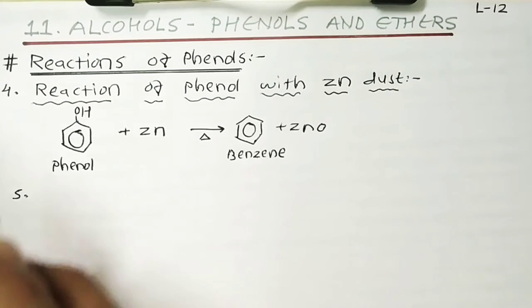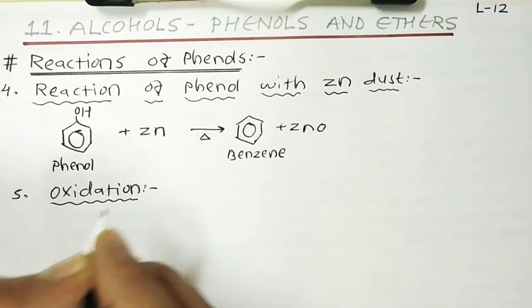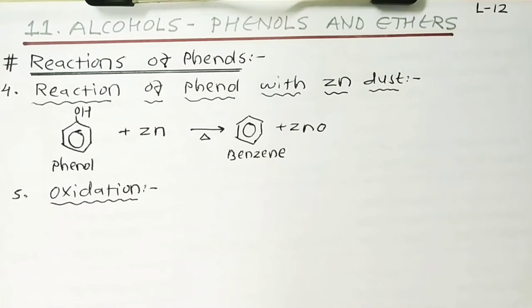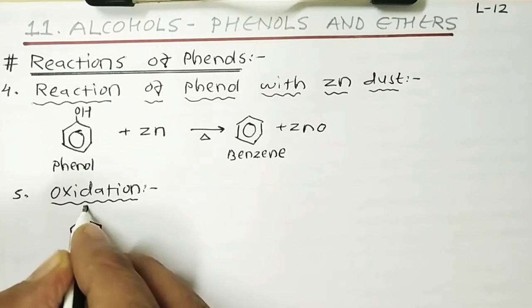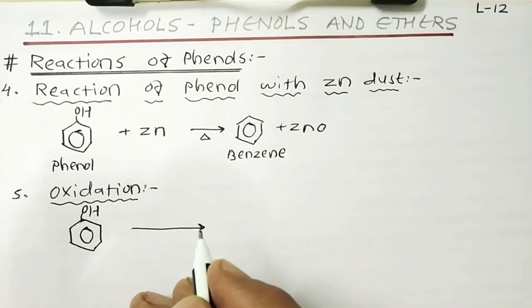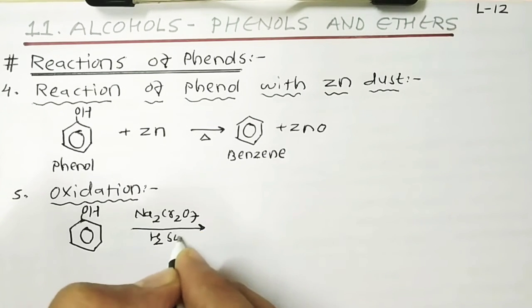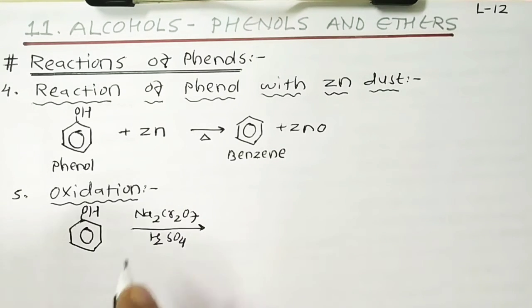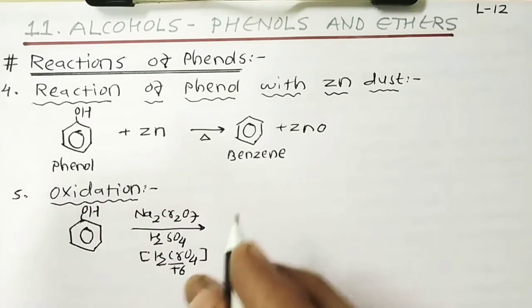Then the fifth reaction is the oxidation reaction. The meaning of oxidation is that we either add oxygen or remove hydrogen. So here, in this case, the oxidation of phenol with the help of chromic acid. This chromic acid is produced from Na2Cr2O7 and H2SO4. The reaction between sodium dichromate and H2SO4 converts into chromic acid, H2CrO4, where the oxidation state of chromium is +6, and it oxidizes phenol and produces a conjugated diketone.